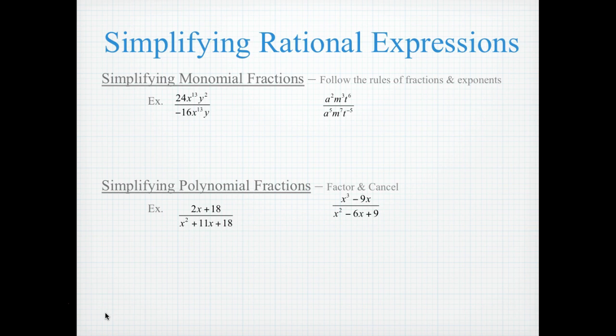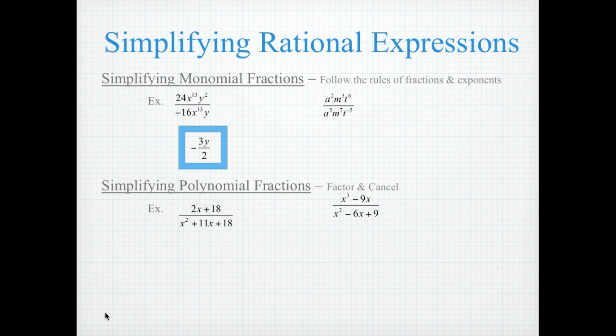X to the 13th divided by x to the 13th is going to cancel out. Y to the second divided by y leaves us with y to the first in the numerator. So our answer is negative 3y over 2. In the next example, we have a to the second m to the third t to the sixth over a to the fifth m to the seventh t to the negative fifth.